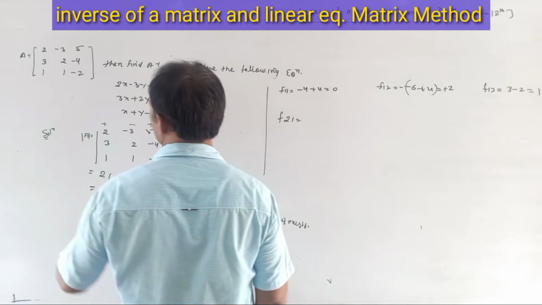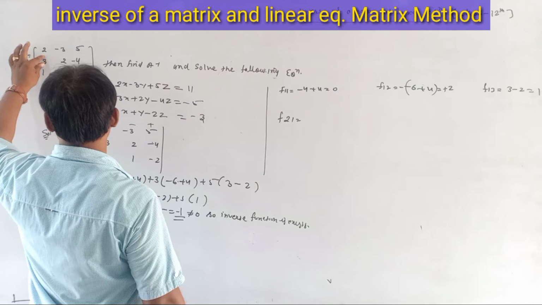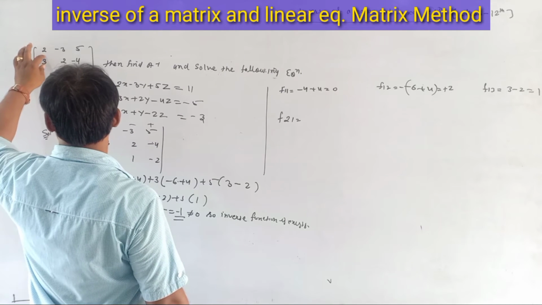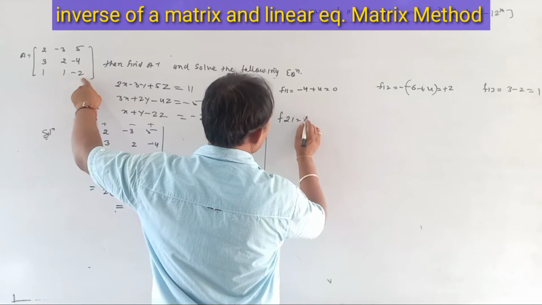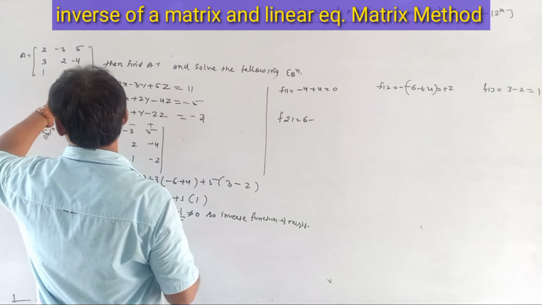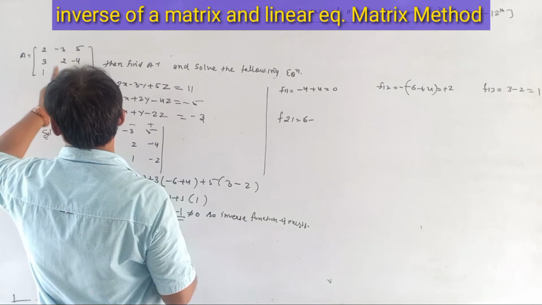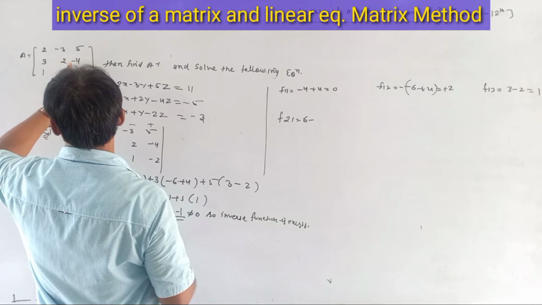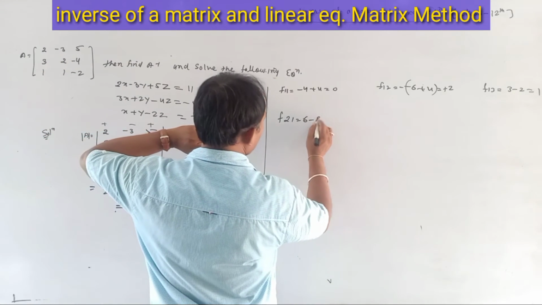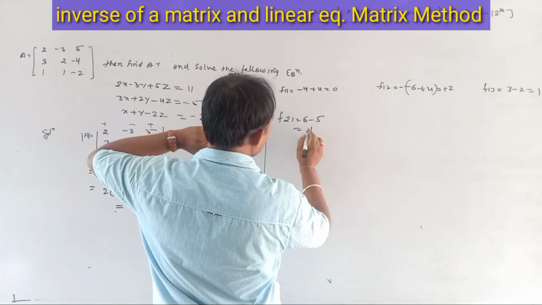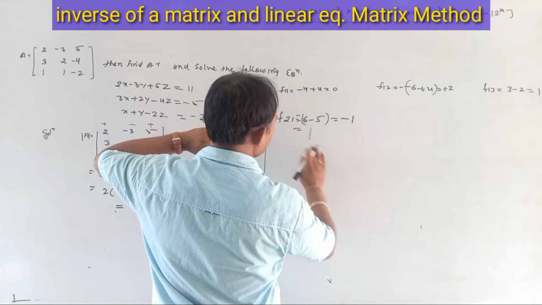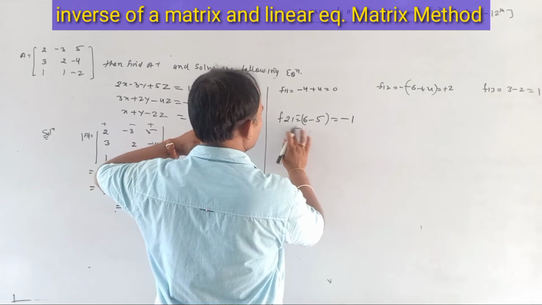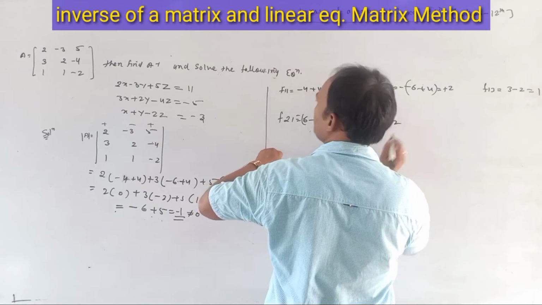f21 means you have to find this value, so it is minus 6, minus plus, so it is 6 minus 5. So we can say that it is 1, but we have to use a negative sign before it, so we can say that it is minus 1. It is f21.